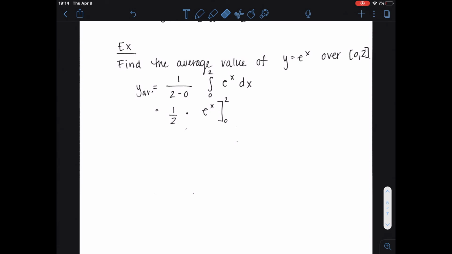The antiderivative of e to the x is e to the x, so you want to plug in from 0 to 2. So you get 1/2 times e to the second minus e to the 0. Well, that's just e to the second minus 1 over 2. So on average, your y value is going to be about 3.19.